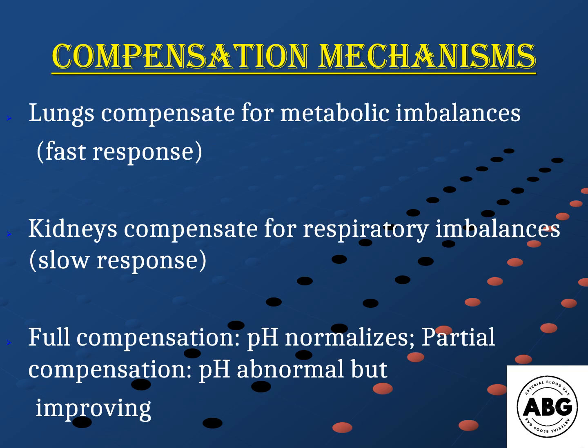Compensation mechanisms. 1. Lungs. Compensate for metabolic imbalances, fast response, within minutes. 2. Kidneys. Compensate for respiratory imbalances, slow response, within hours or days. There are 2 types of compensation. 1. Full compensation. The pH level returns to normal. 2. Partial compensation. The pH level improves, but is still abnormal. The lungs and kidneys work together to compensate for acid-base imbalances, with the lungs responding quickly to metabolic changes and the kidneys responding slowly to respiratory changes.